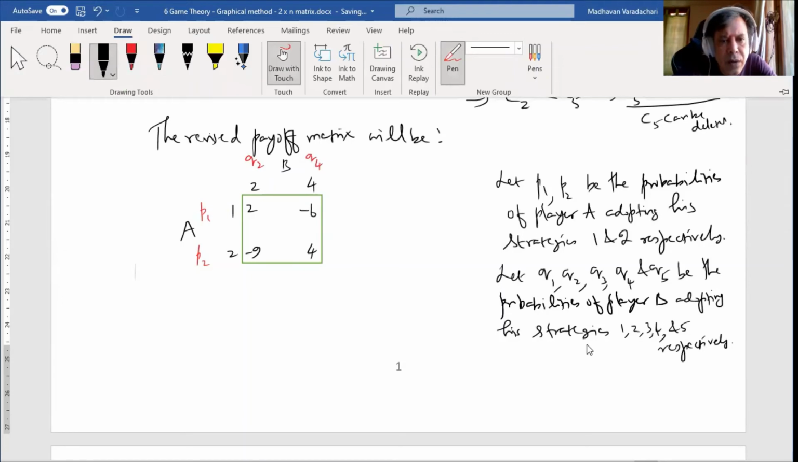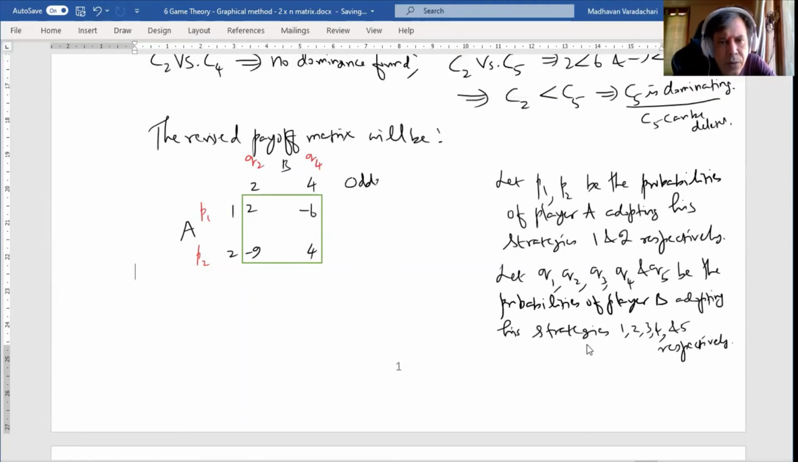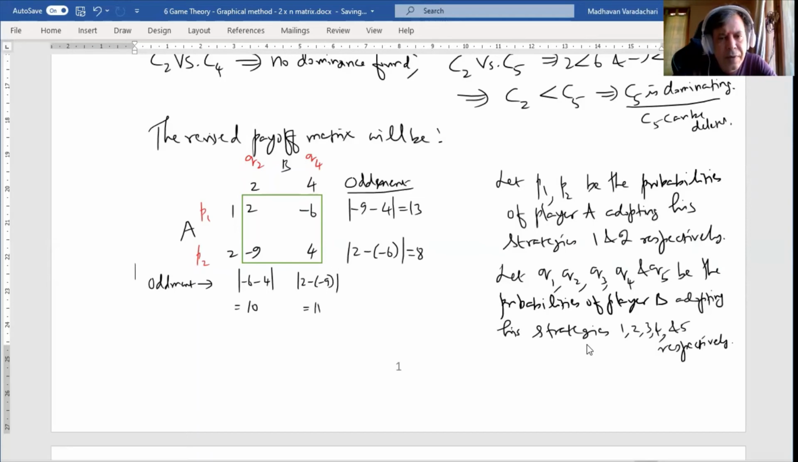Now let us calculate the oddments for each row. Here it will be -9 minus 4, so it becomes 13. Here it will be 2 minus -6, so it will be 8. Here it will be -6 minus 4, column oddment. Here it will be 2 minus -9. So this is 10 and this is 11.